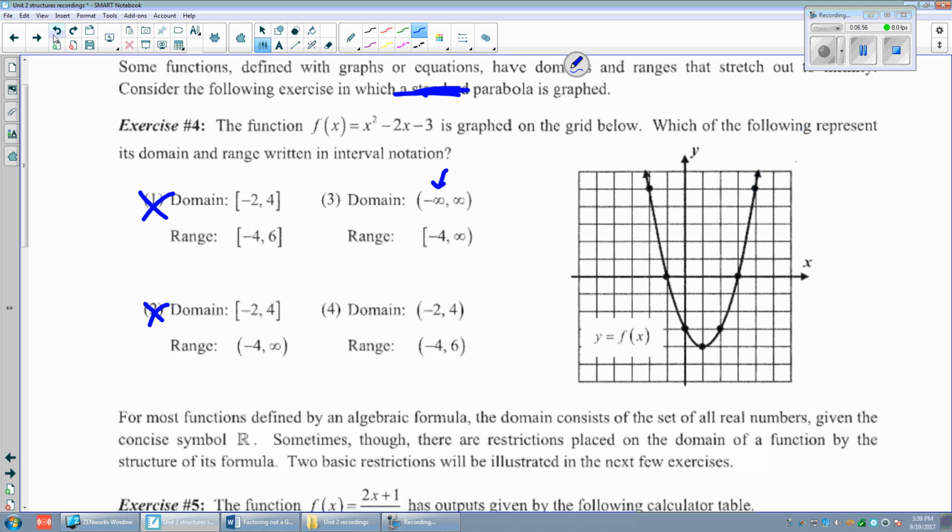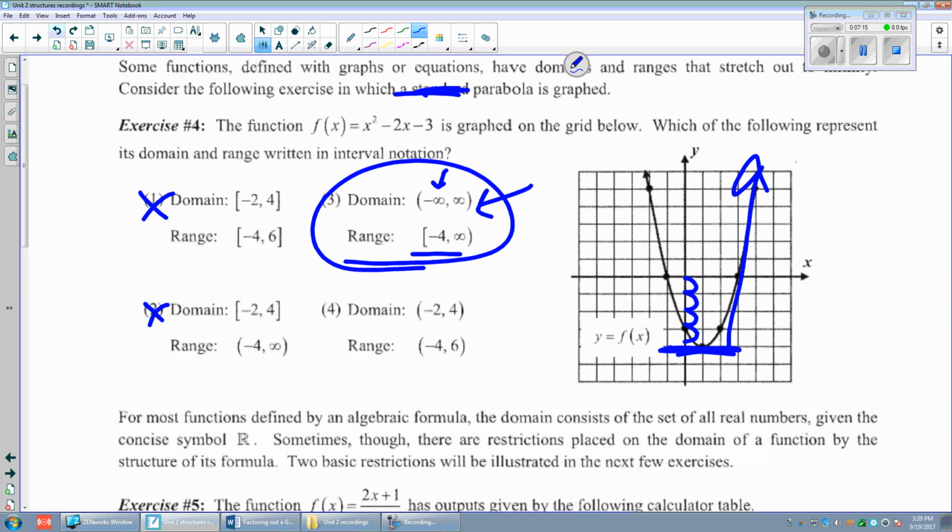Now, is the range really from -4 to infinity? -1, -2, -3, -4 is the lowest y value. And it keeps on going up on the y value. So choice 3 is the answer. Left and right domain, keep on going to the left, keep on going to the right. That's why it's negative infinity to positive infinity.